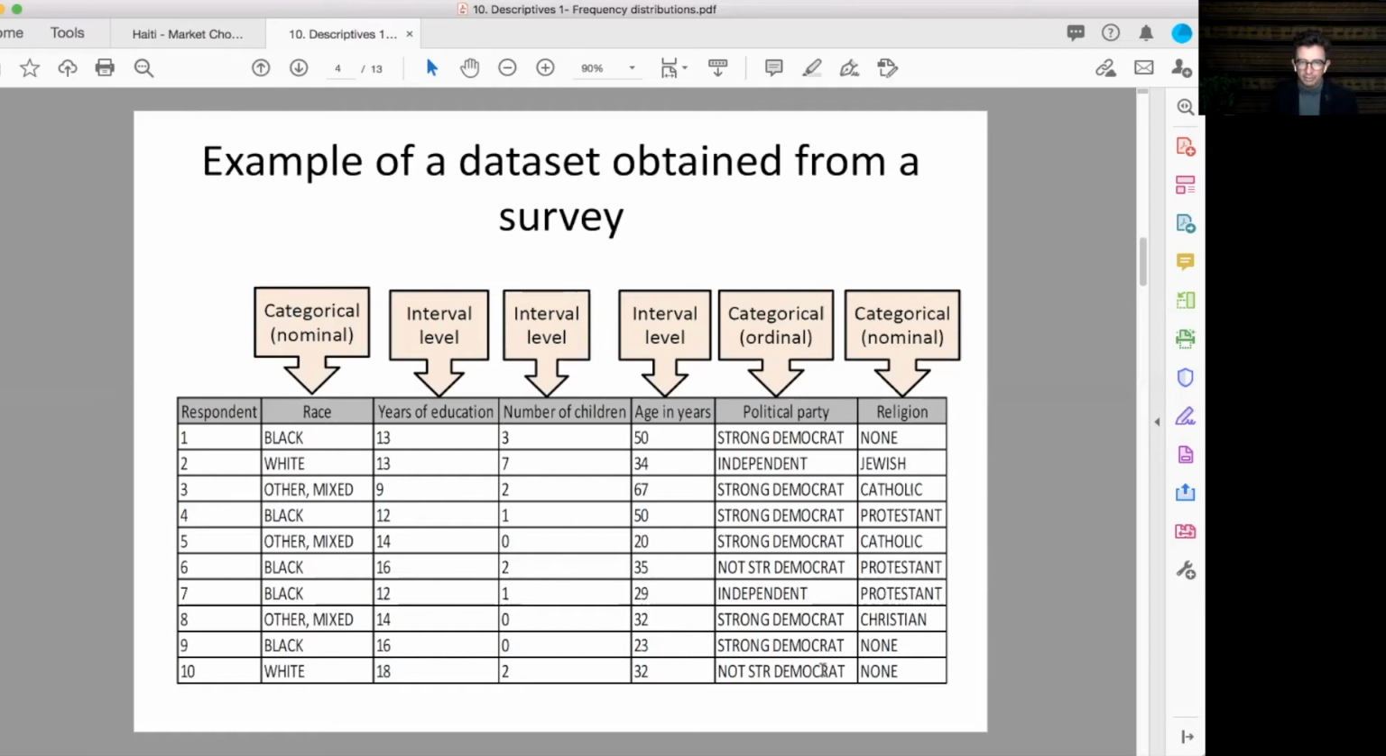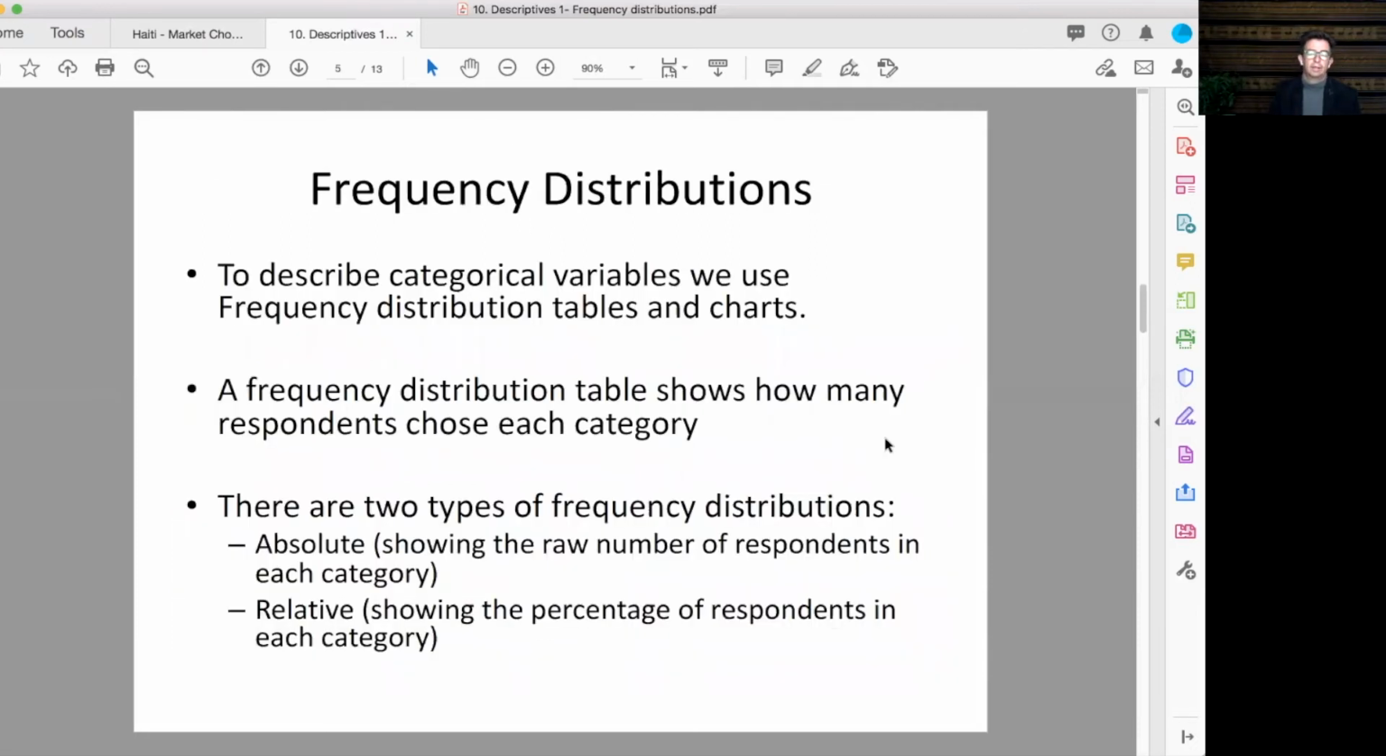And like we talked about, religion is, of course, another type of categorical variable that is nominal in this case. So for all types of categorical variables, in order to describe their distributions, we need to use frequency distributions. A frequency distribution table shows how many respondents chose each category. You have all the available categories, and you can put in a table or a chart how many respondents chose each category. That is a frequency distribution.